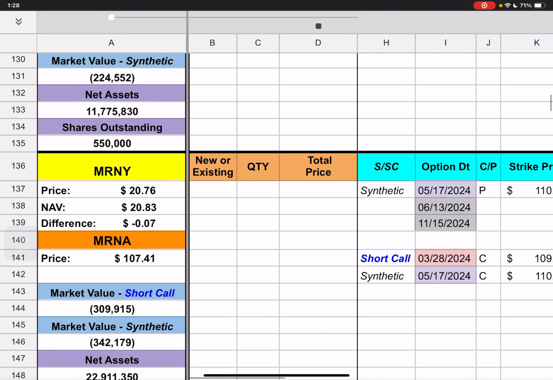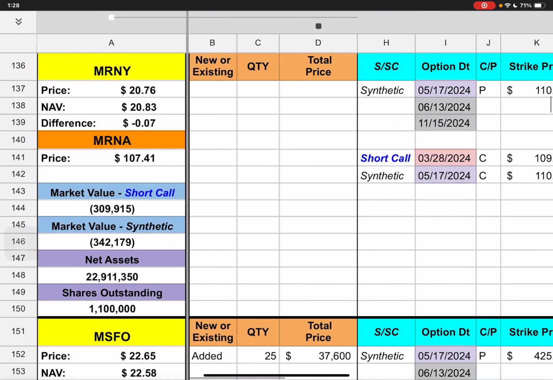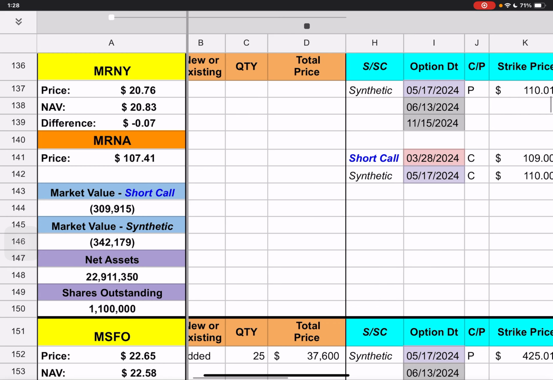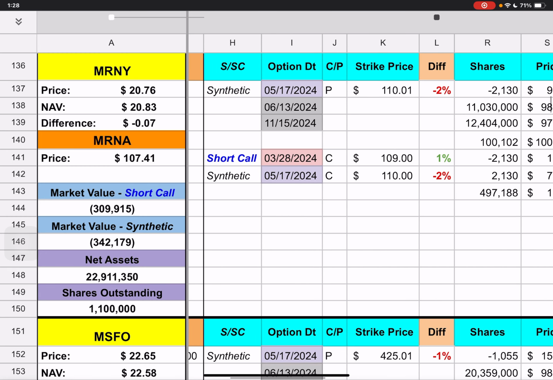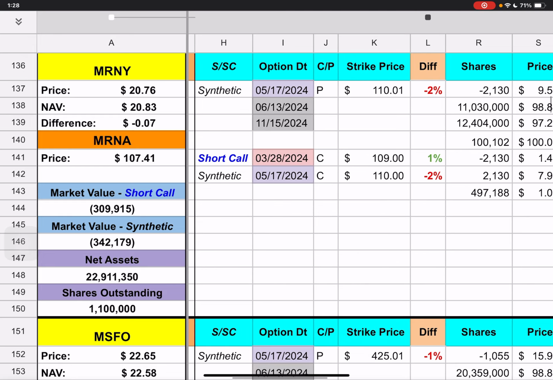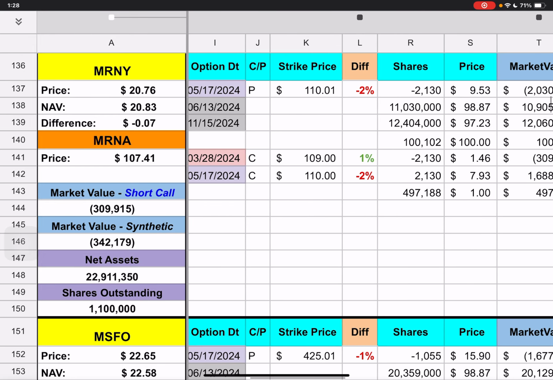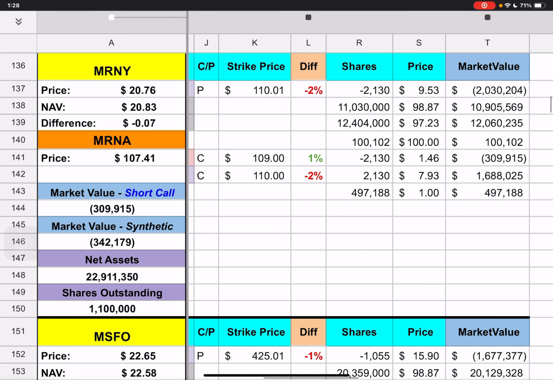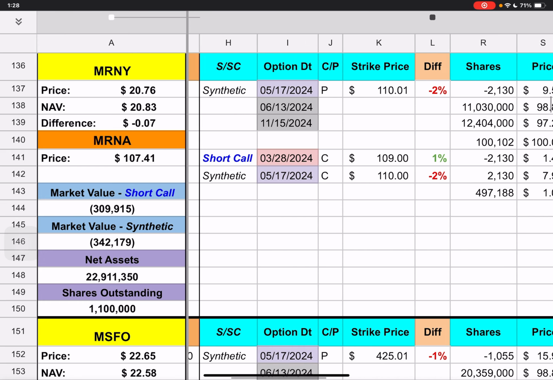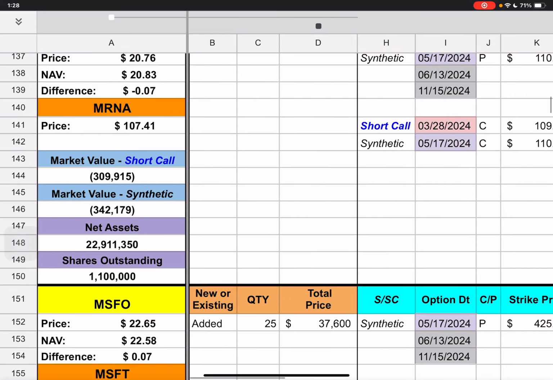If we move on down to MRNY, it closed at 20.76. Moderna closed at 107.41. We have no trades to go over. We have a short call with a strike price of 109 that expires Thursday. We're currently 1% below the strike price.